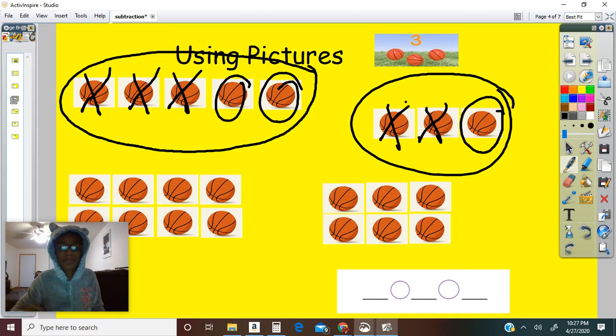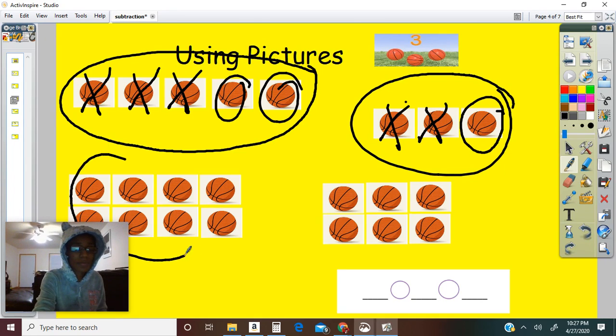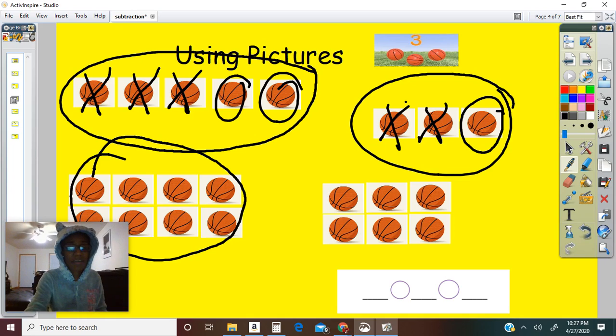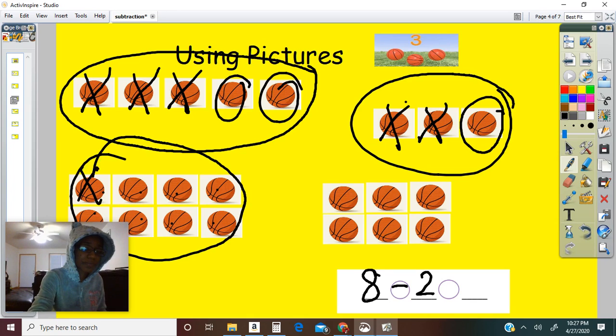Let's try the next one. Let's count our basketballs here. I have 1, 2, 3, 4, 5, 6, 7, 8 basketballs. Let's take away 2. So, if I'm taking away 2, how many will I X out? You got it. 2 basketballs. 1, 2.